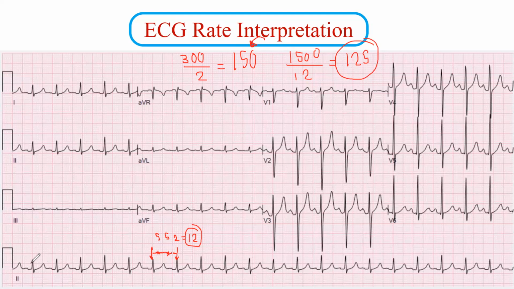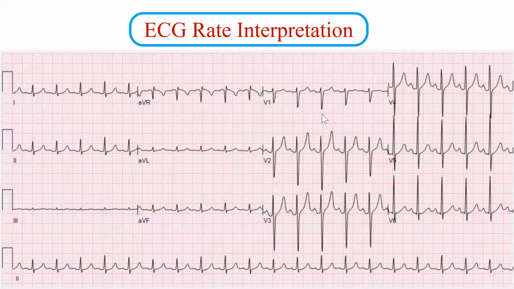The best method is to count all the R waves you have. 1, 2, 3, 4, 5, till the end of this ECG rhythm, you will have 22 R waves. Okay, so 22 multiplied by 6 gives me 132. And this is the most accurate ECG rate, okay? So for this patient, his heart rate is 132, not 150, nor 125, but they are close enough, okay? At least all the numbers say this patient has tachycardia.